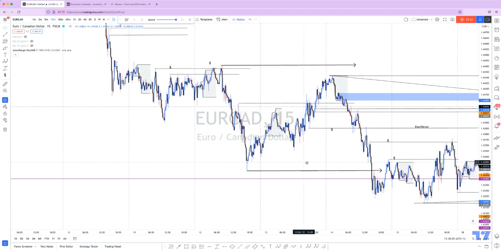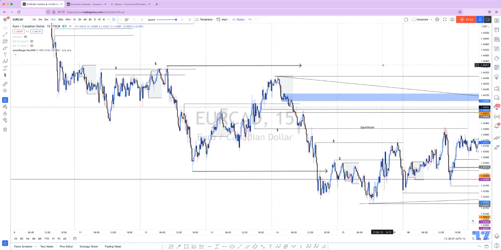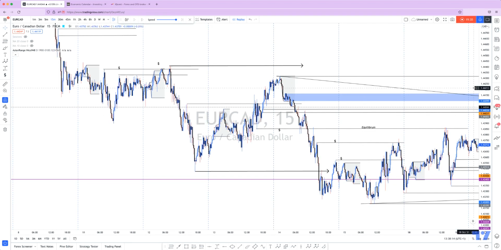Yeah. So you can just backtest this strategy, this concept, and you'll be amazed at how well and how sweet it is for you to trade.